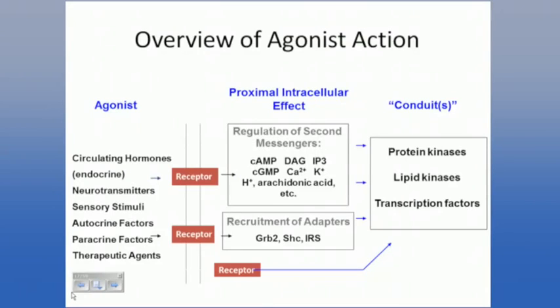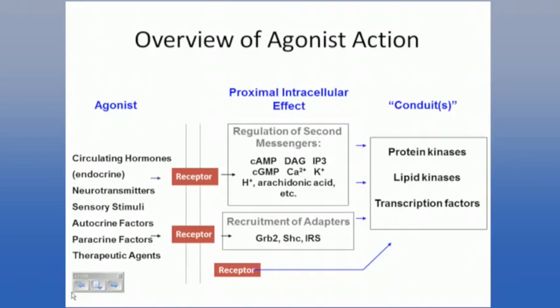So on the left-hand side of this slide is a list of different types of agonists. First group, circulating hormones: insulin, thyroxine, growth hormone, etc. The second, neurotransmitters: adrenaline, noradrenaline, acetylcholine, serotonin, GABA, dopamine. Sensory stimuli, as I've described previously: light, taste, noise, smell. Autocrine and paracrine factors. These are small molecules that are synthesized within a cell and activate receptors on their own cells, these are autocrine, or activate neighboring cells, paracrine. Paracrine, an example, would be prostaglandins, small proteins that bring about a myriad of effects.